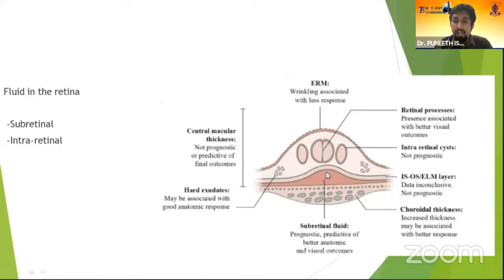So fluid in the retina can be at two levels. One is subretinal and the other intraretinal. When I say subretinal, I mean it is between the RPE and the rest of the layers of the retina, like you see in exudative RD and rhegmatogenous RD. When I say intraretinal fluid, I mean it is within the layers of the retina in the form of cysts.